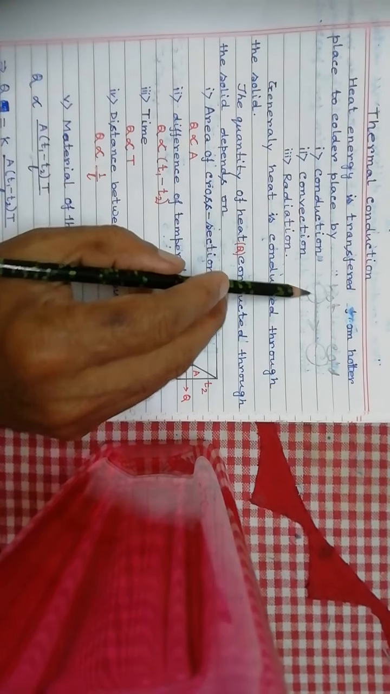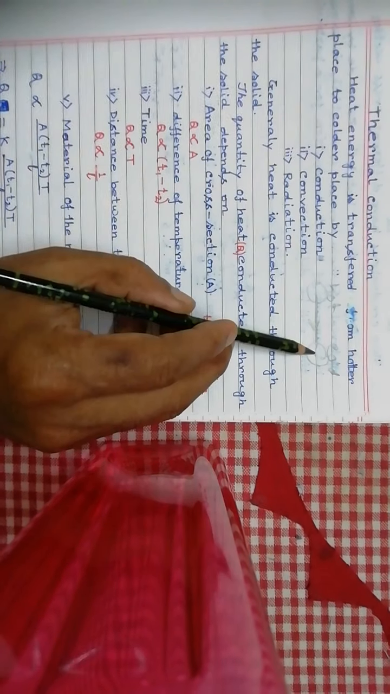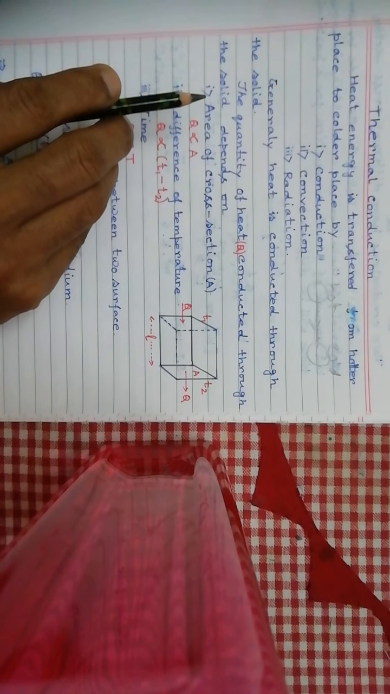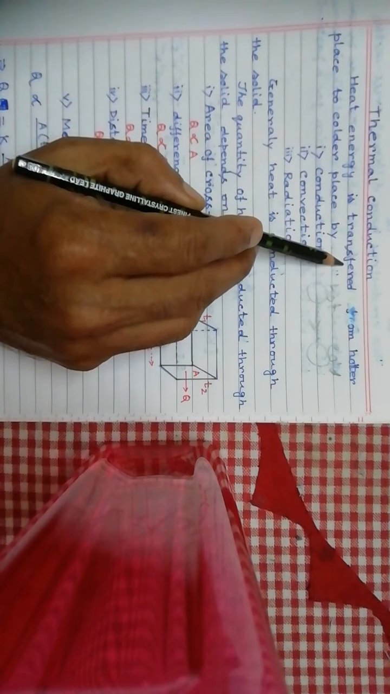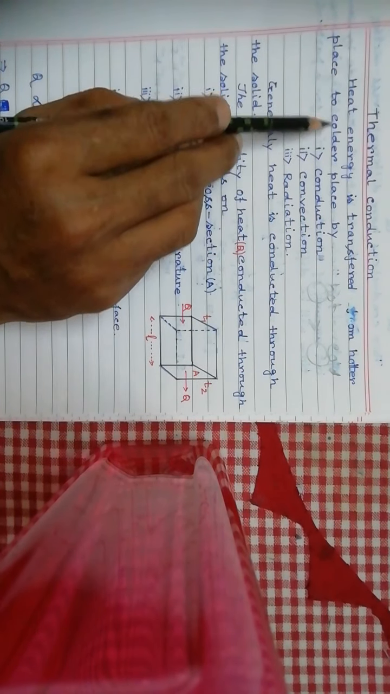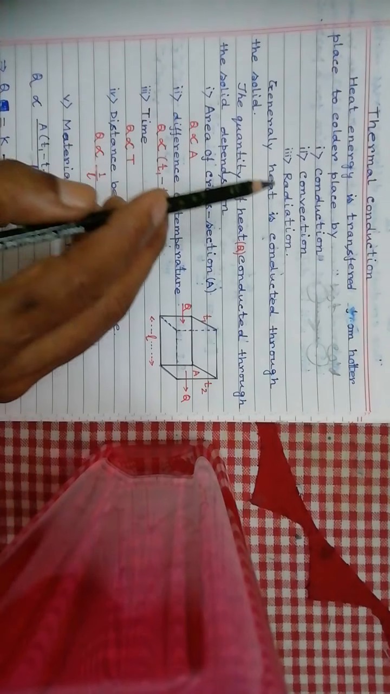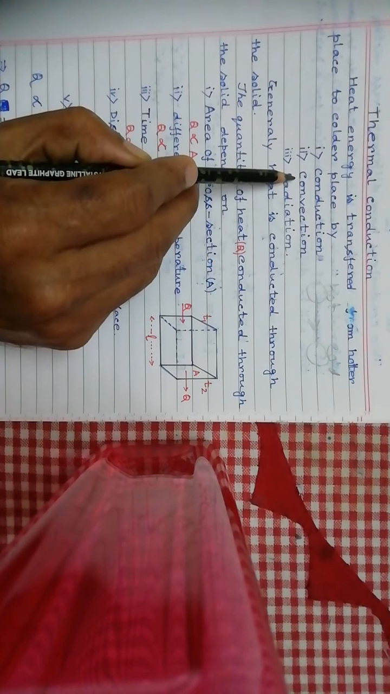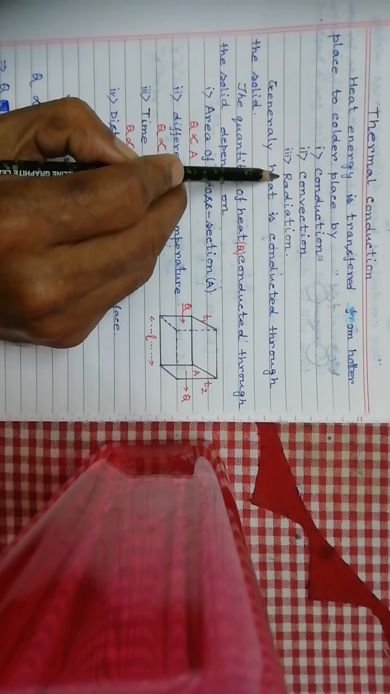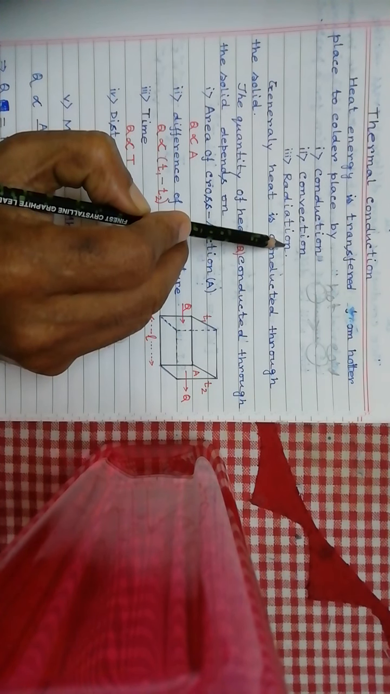And this transfer of heat energy has three modes. Heat energy is transferred from a hotter place to a colder place by three modes. One is conduction, another is convection, and another is radiation.